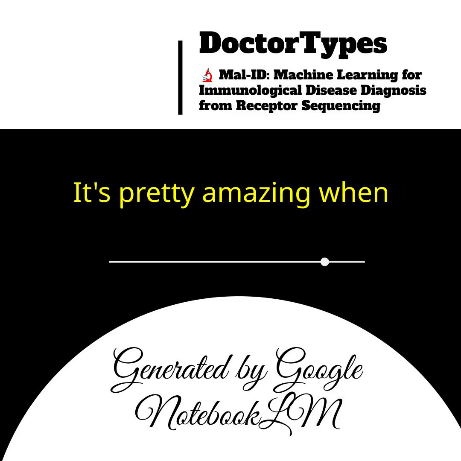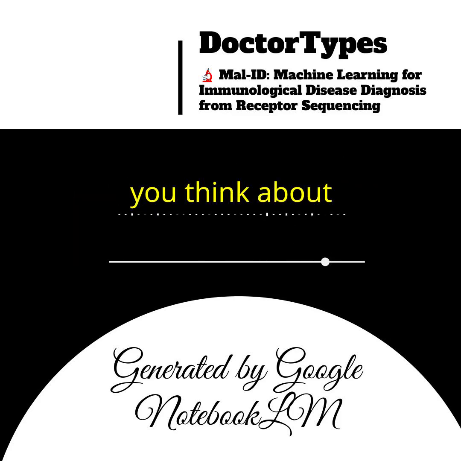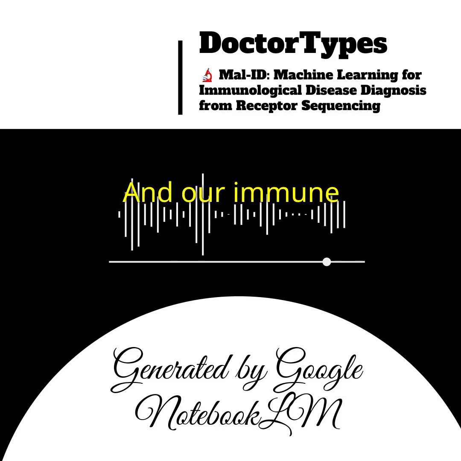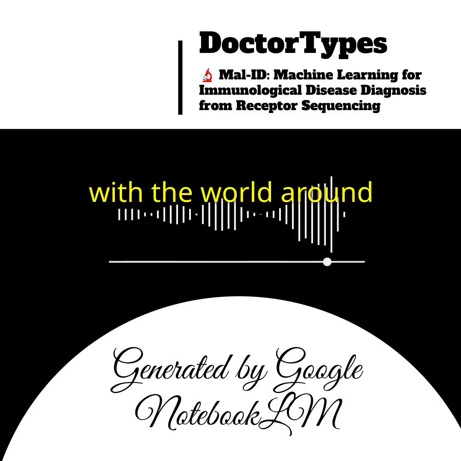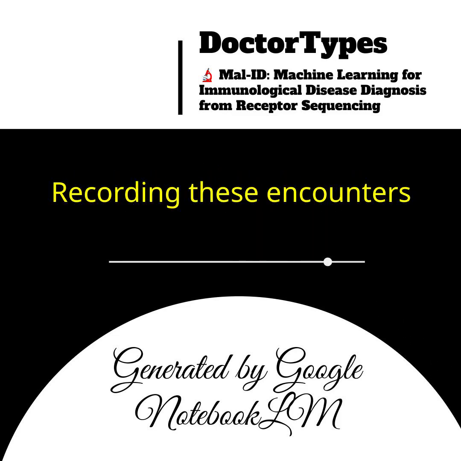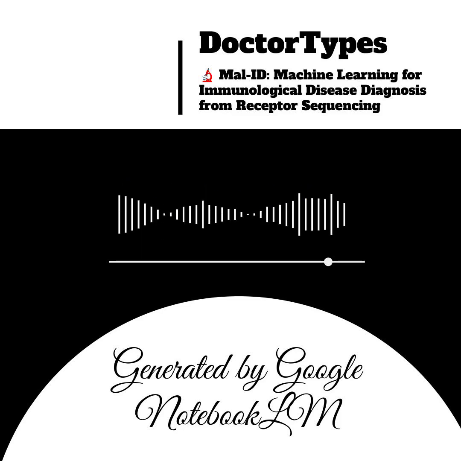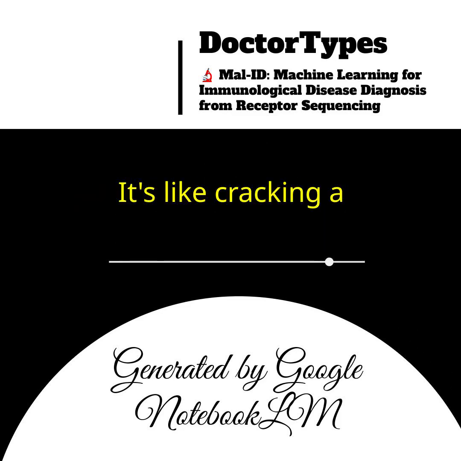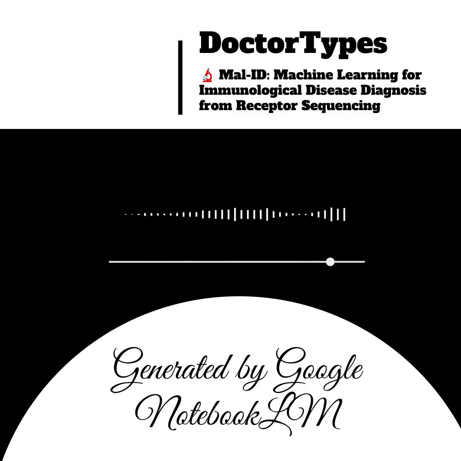But I want to make sure everyone listening really gets how revolutionary this technology is. Right. We're talking about analyzing millions of these tiny receptors in your blood. It's a lot. It is, and from that, unlocking so much information about your health. It really is like a microscopic window into your immune system. It's pretty amazing when you think about it. All this information was always there, hidden in plain sight.